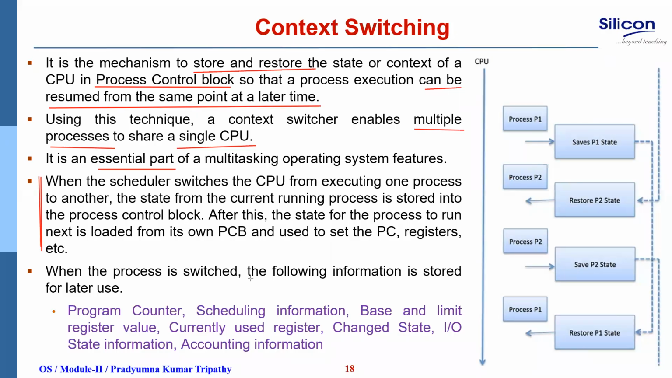Which information is usually stored? We store the content of the program counter, the scheduling information, base and limit registers. We store the currently used registers. We also store the change state, IO state information, and accounting information, all the information inside the PCB that needs to be stored.